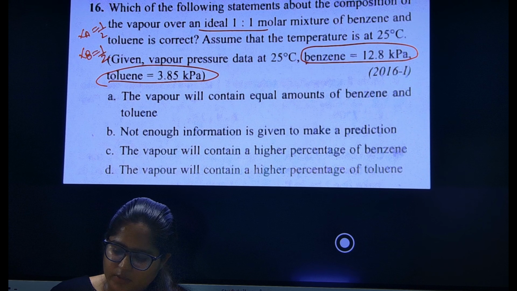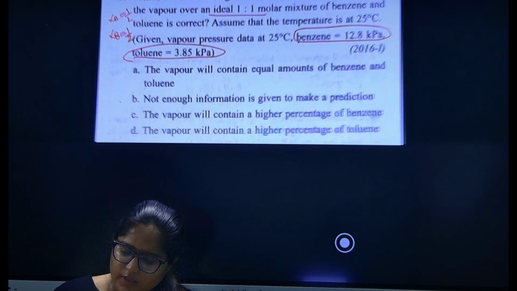Not enough information is given. Vapor will contain a higher percentage of benzene. Let us solve it first. Whose vapor pressure is more or equal? So first, what we will do is find out the pressures. Let us solve here.